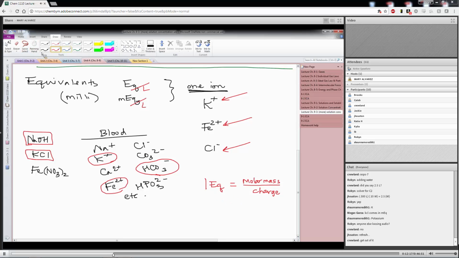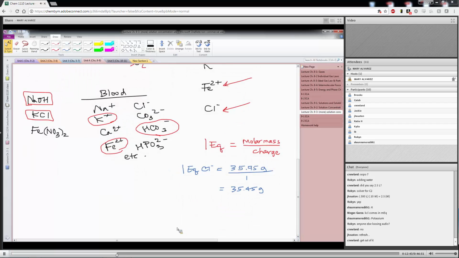So for instance, one equivalent of chloride ion is the molar mass of chlorine, which is 35.45 grams, divided by the charge, which is 1. So one equivalent of chloride is 35.45 grams. Okay.